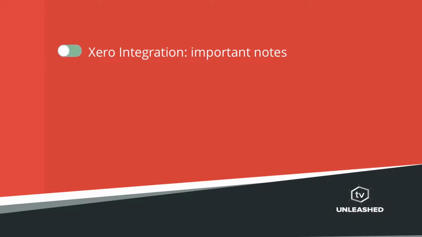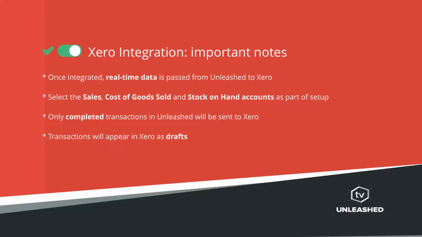Let's look at a few notes regarding the Unleashed to Xero integration. Once you have completed the setup between Unleashed and Xero, real-time data will be passed between these two systems. Part of the setup requires you to select which Xero accounts you would like to link to Unleashed. This includes linking the relevant sales account, cost of goods sold account, and stock on hand account.